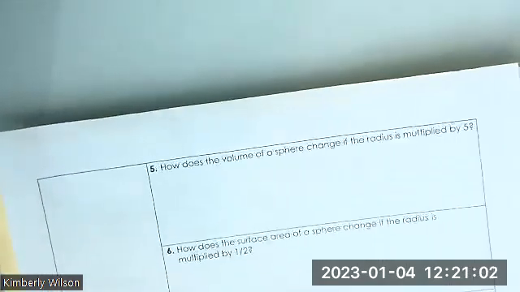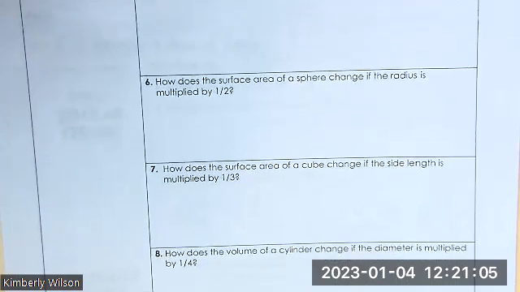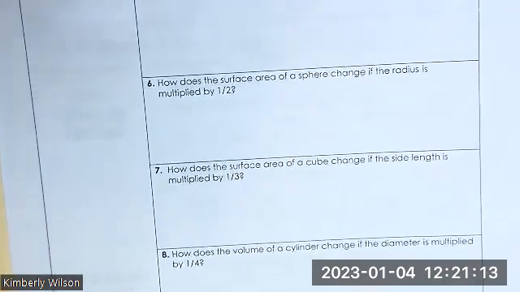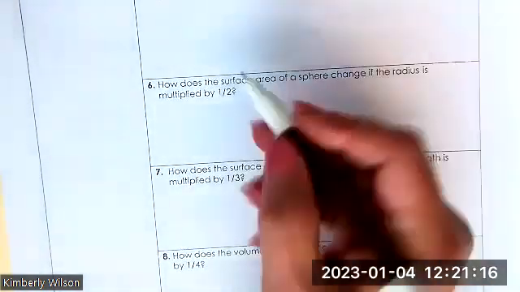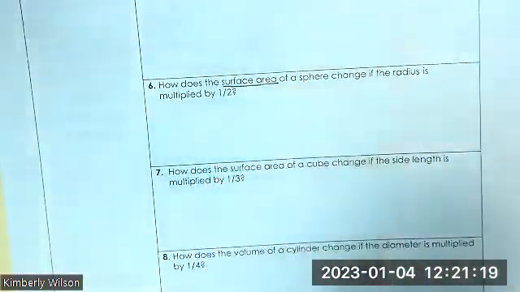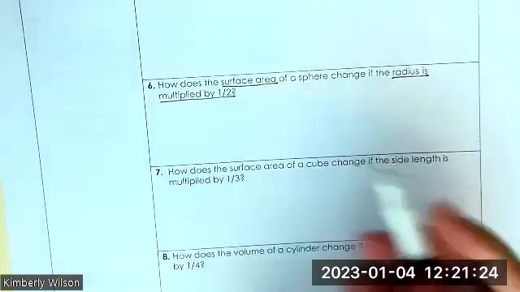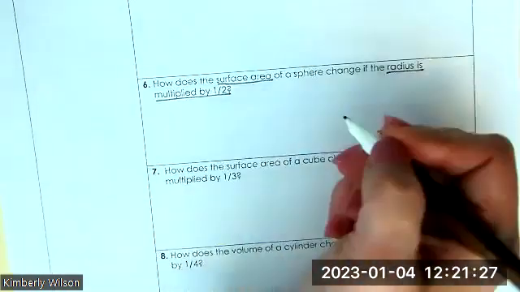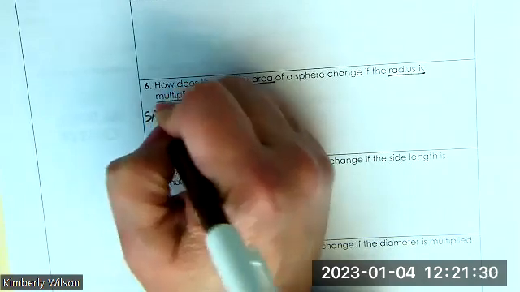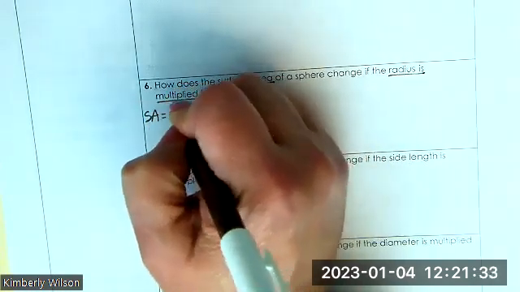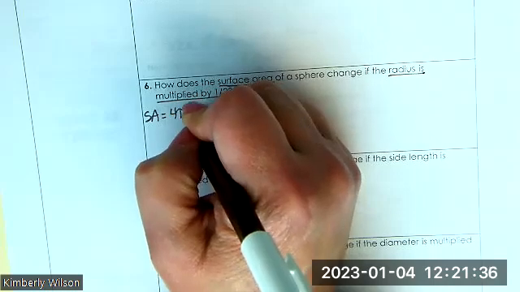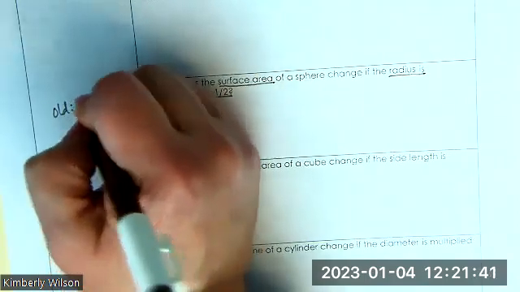Okay, we're moving on and we're going to look at number 6. Now we're going to talk about surface area. Surface area of a sphere changes the radius. So when we're talking about surface area, we're going to have to take that formula into consideration. We're saying the radius is multiplied by 1/2. Okay, so for the surface area, that formula is 4 pi r squared. So again, for the old, my radius 1.